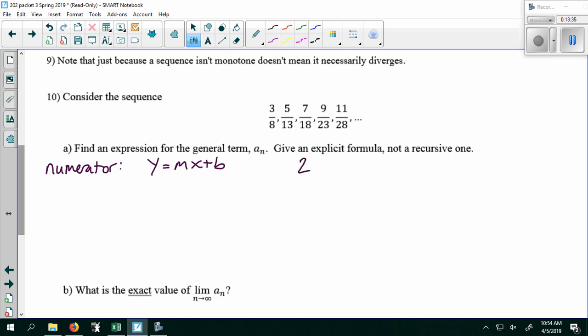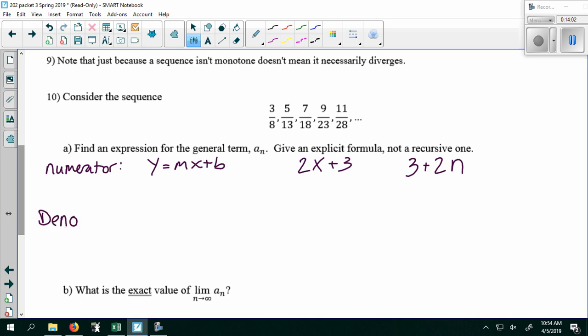Okay, so my numerator, I'm going to say is 2x, and then what would the b be? B usually represents the first term, right? Yes, I'll put a plus 3. And then I'm supposed to use n as my variable name, not x, so I'm going to change the order: 3 plus 2n. Say that's the numerator.